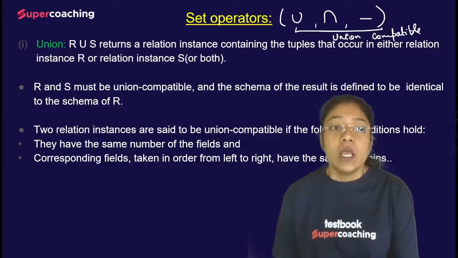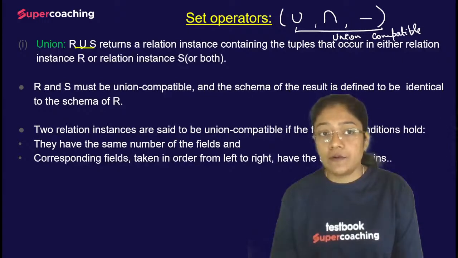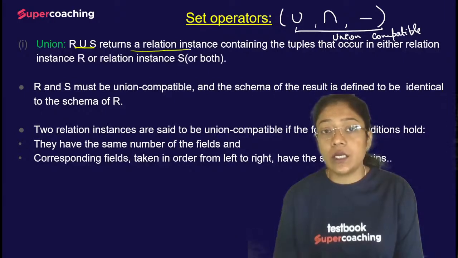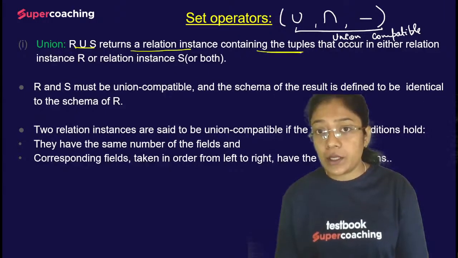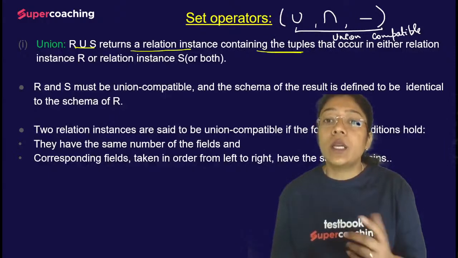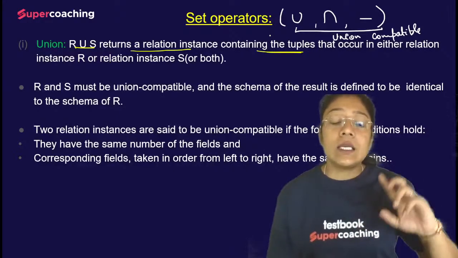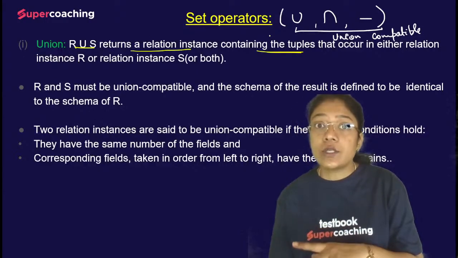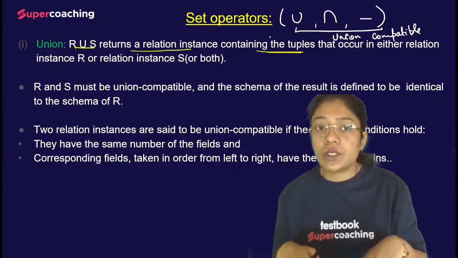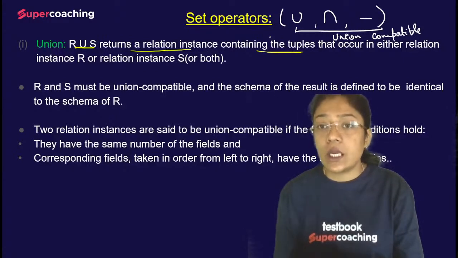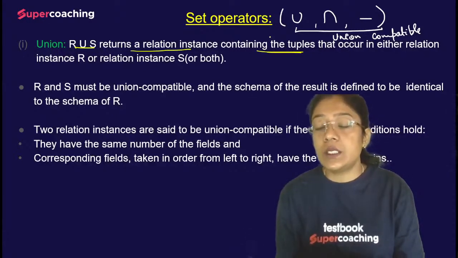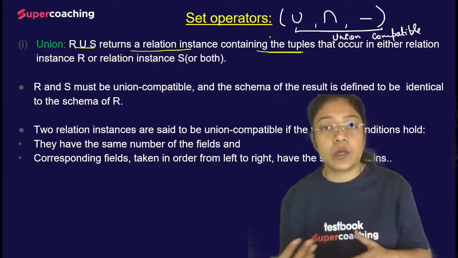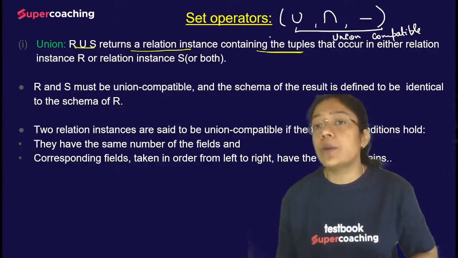Okay. So first of all, we are talking about union compatible. Union returns a relational instance containing the tuples that occur. Union का मतलब क्या होता है? If it occurs in either of the relations, then that will be included in the result. Intersection means if it is present in both the relations, then it will be taken in the result. And set difference means, if it is S1 minus S2, that means if it is present in the first instance but not in the second one, then it will be taken.